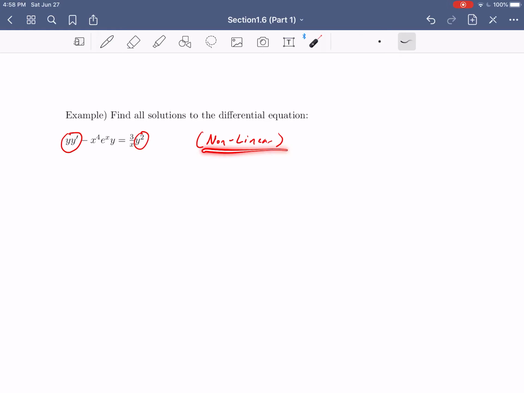If something's nonlinear, there's no hope that it somehow is linear, right? Either you're nonlinear or you're linear. But notice that there is a modification that would change this from a nonlinear differential equation into a linear one. In fact, all of these terms have a factor of y. So let's divide everything by y. If we do that, we get y' minus x^4 e^x equals 3 over xy.